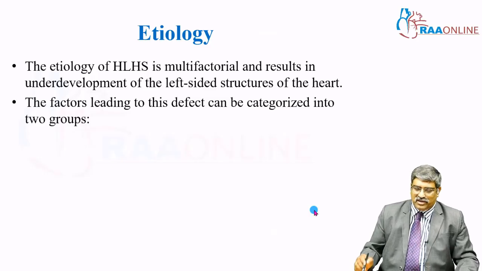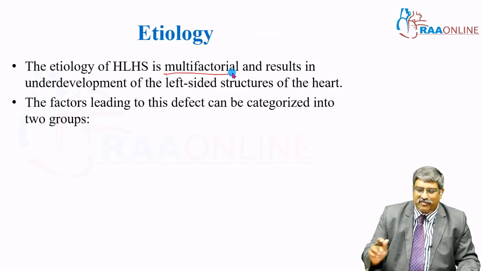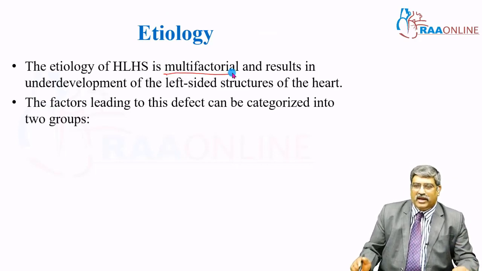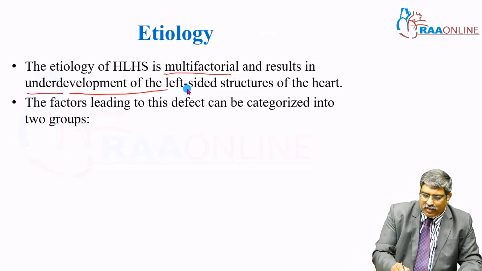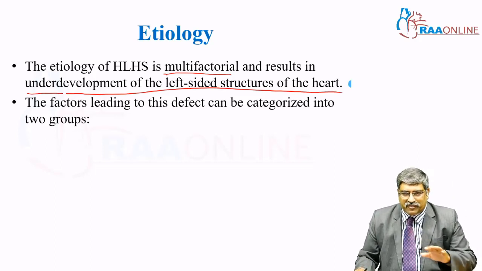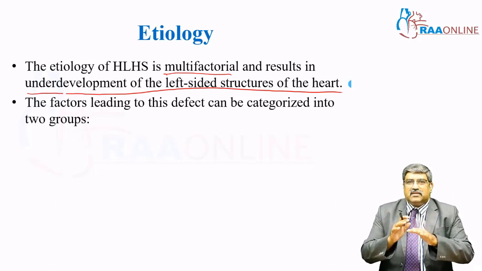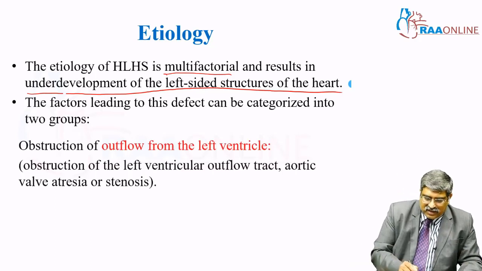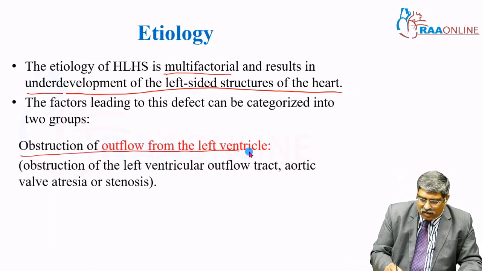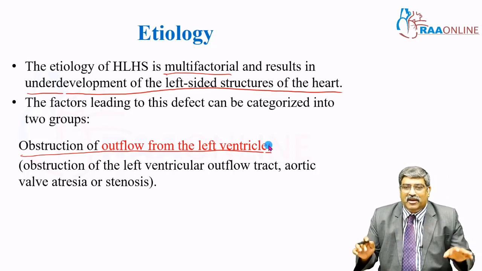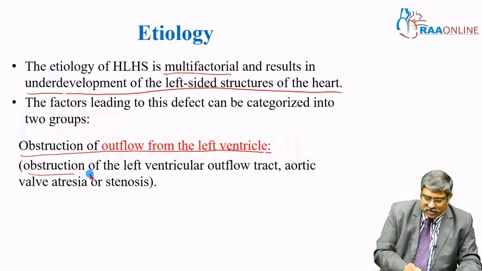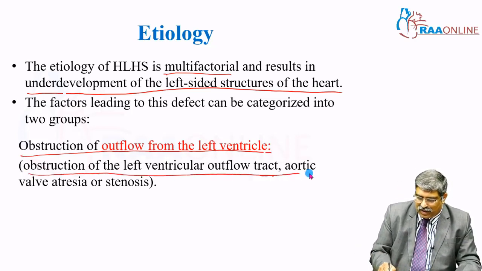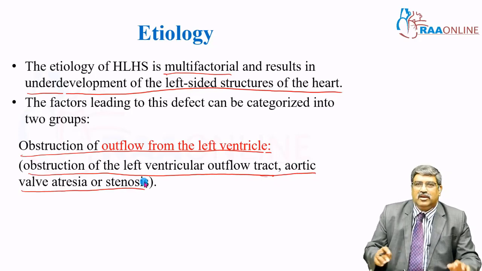Coming to the etiology, it is multifactorial. The bottom line is there is underdevelopment of left side structures of the heart. These factors can lead to two groups. Group 1 is obstruction of outflow from the left ventricle. There is obstruction to the left ventricular outflow tract. Your aortic valve is atretic or stenotic.